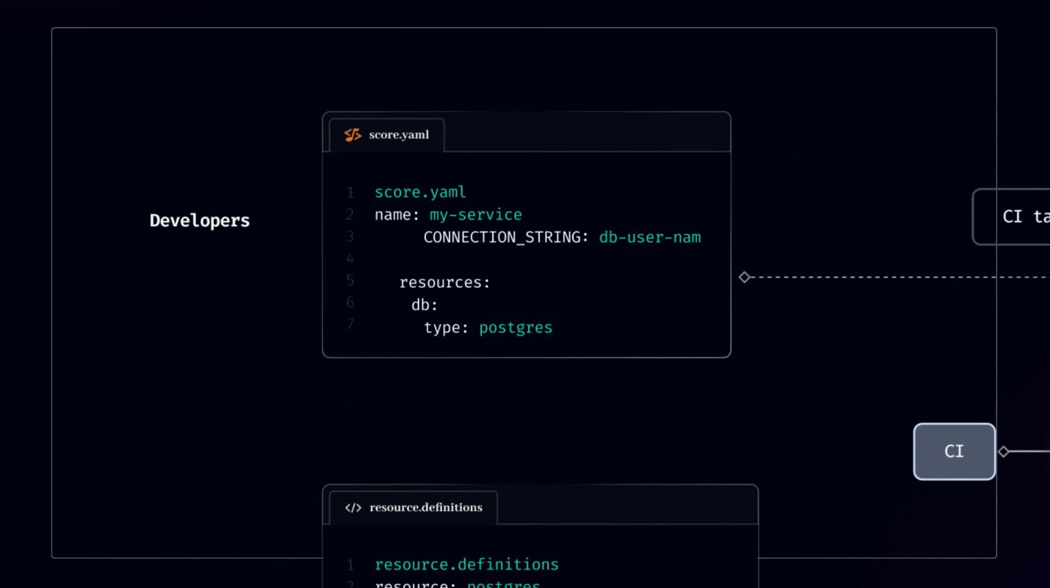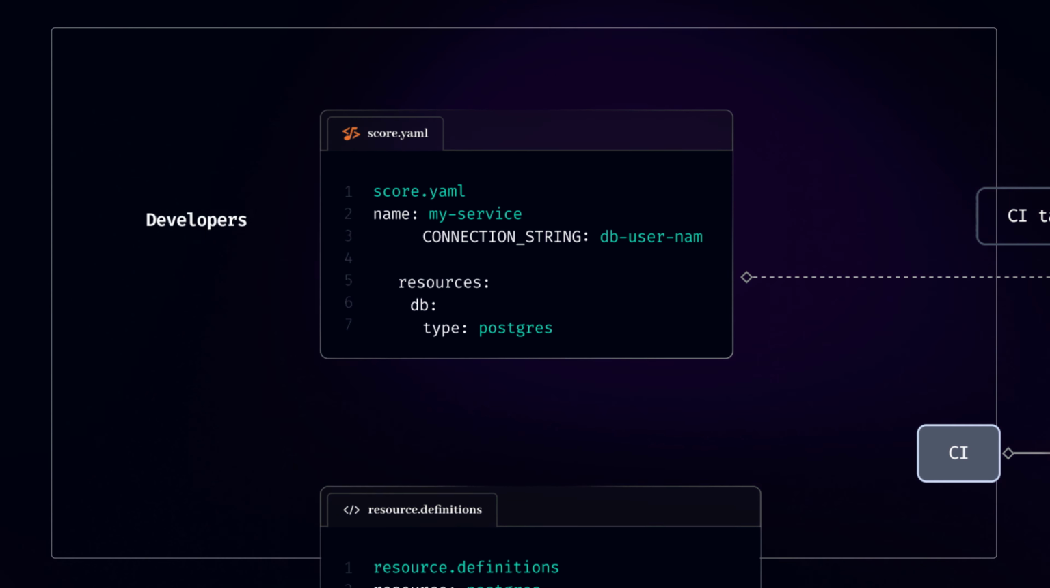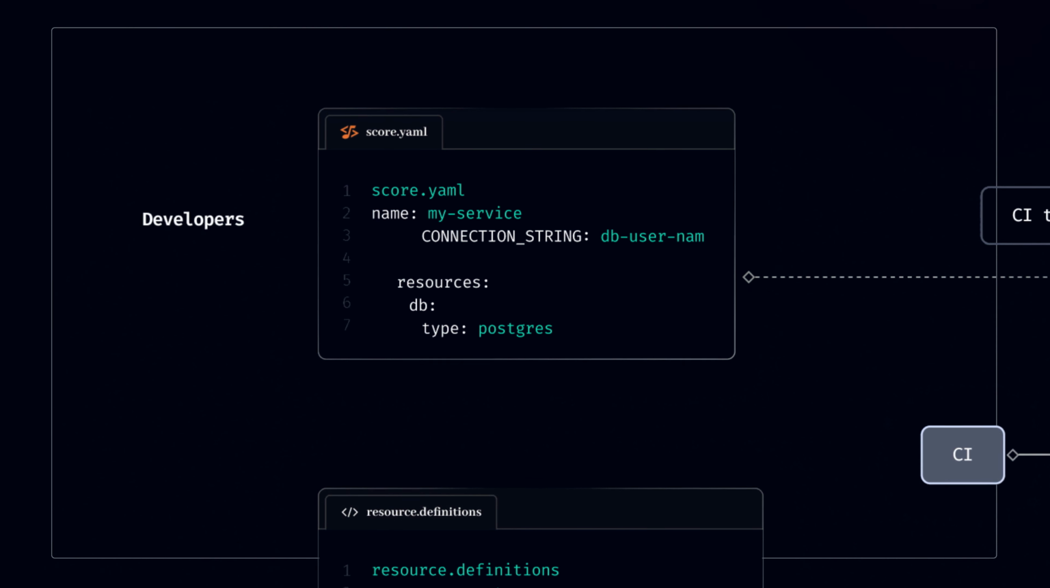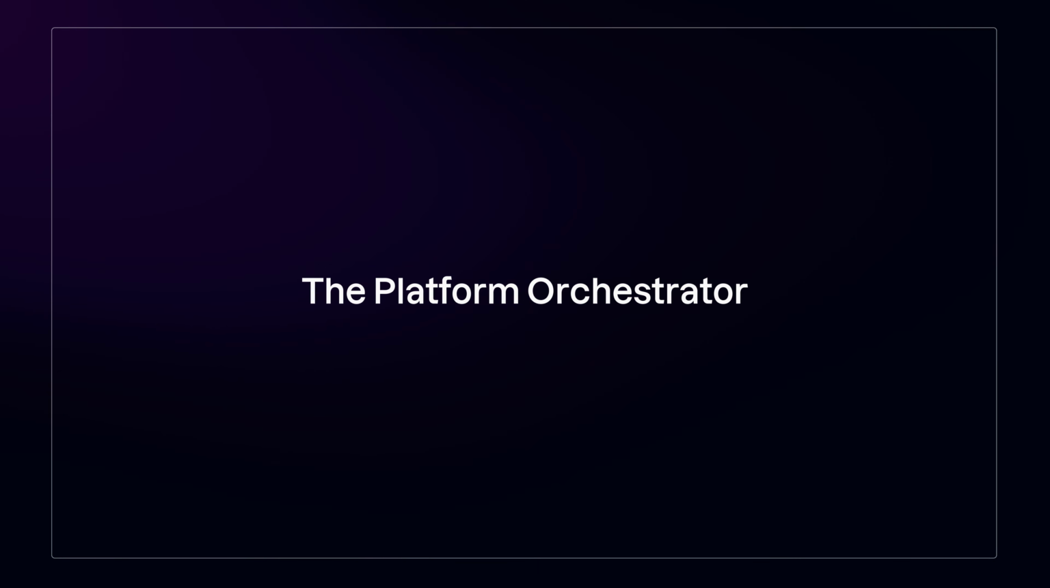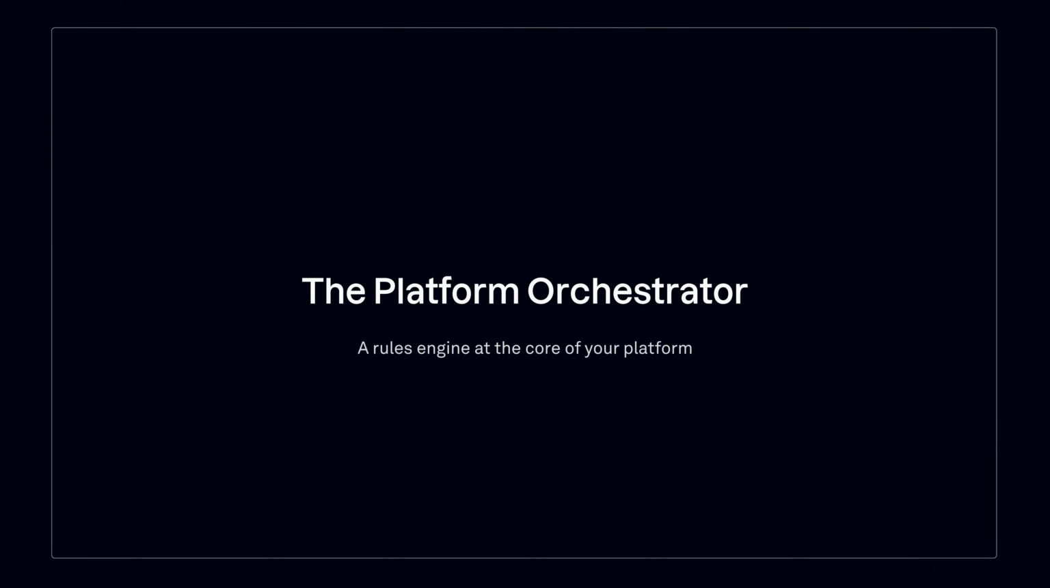With every Git push, you are sending your Score file through your CI pipeline, where it gets interpreted by our second product, the Platform Orchestrator. The Platform Orchestrator is basically a rules engine at the core of your platform. It reads the abstract request from the developer, my workload needs a Postgres database, and follows rules set by the platform engineering team to create app and infrastructure configurations accordingly.